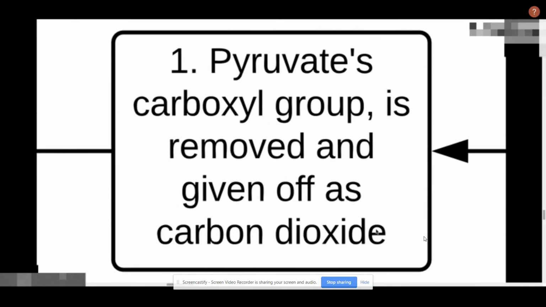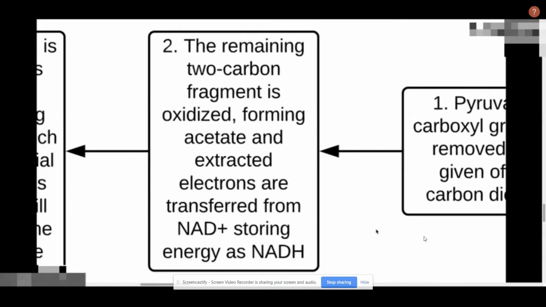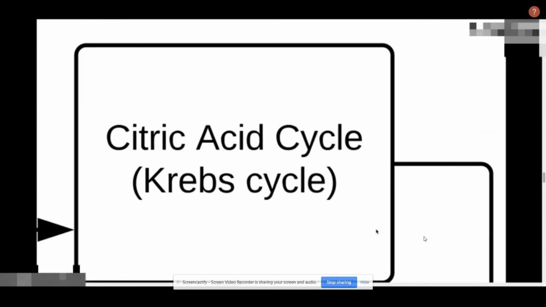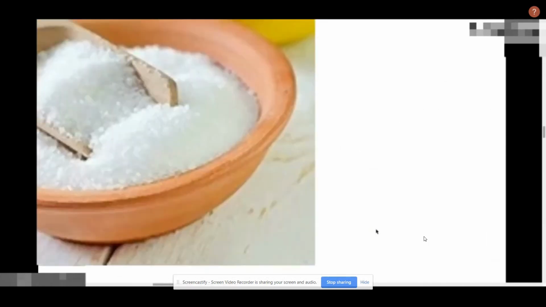1. Pyruvate's carboxyl group is removed and given off as carbon dioxide. 2. The remaining 2-carbon fragment is oxidized, forming acetate, and extracted electrons are transferred to NAD+, storing energy as NADH. 3. Coenzyme A is attached via its sulfur to the acetate, forming acetyl CoA, which has high potential energy, and this acetyl group will now feed into the citric acid cycle. The citric acid cycle is also known as the Krebs cycle.